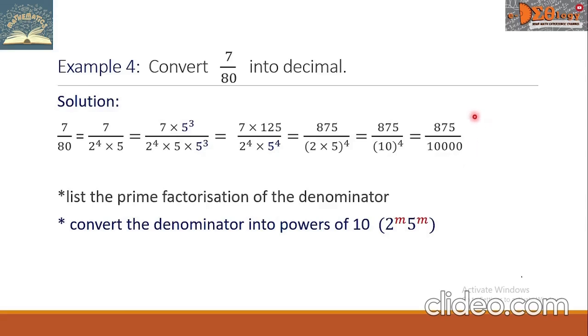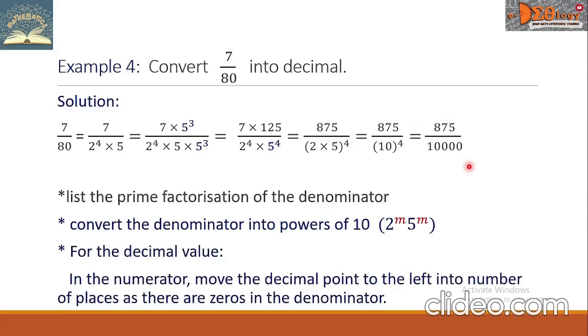We are now ready to write this as decimal. For the decimal value, look at the numerator. We're going to move the decimal point to the left in number of places as there are zeros in the denominator. We have 10,000 in the denominator. It means 4 zeros. We're going to move the decimal point of the numerator value 4 places to the left. So the decimal is 0.0875. This is the final answer.